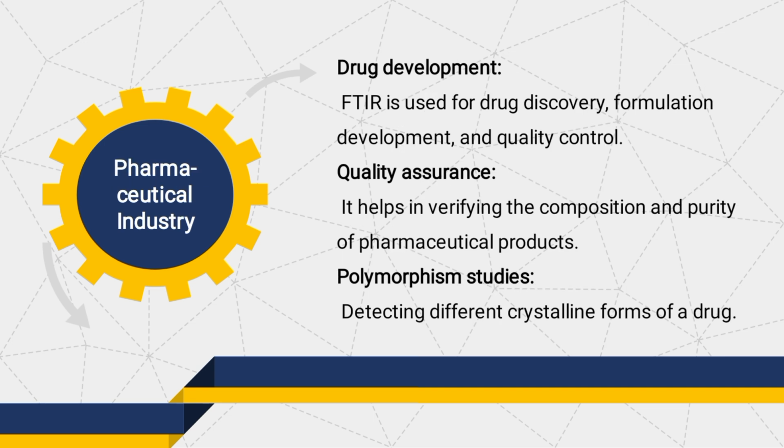In the pharmaceutical industry, it is of great importance in drug development. It is used for drug discovery, formulation development, and quality control. It helps in verifying the composition and purity, ensuring the quality. Polymorphism studies: it detects different crystalline forms of a drug, which is very important in pharmaceutical industries as different crystalline forms of a drug have different effects on the body.